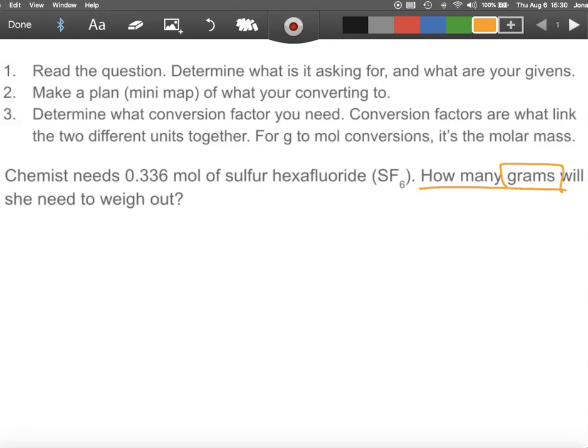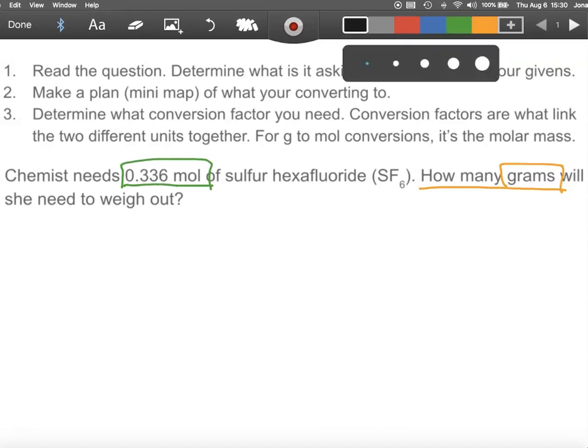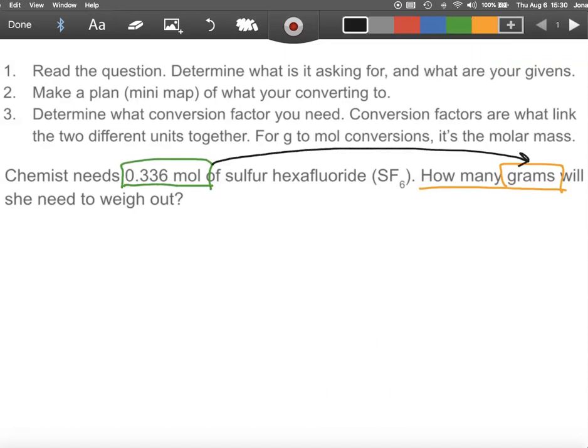The second thing I'm going to look for is what was given to me. If I look back at the first part of the question, it says a chemist needs 0.336 moles of sulfur hexafluoride. So that's what it gave me. I'm going to start off with these 0.336 moles, and I need to convert them into grams. I need to figure out how many grams that is, okay?